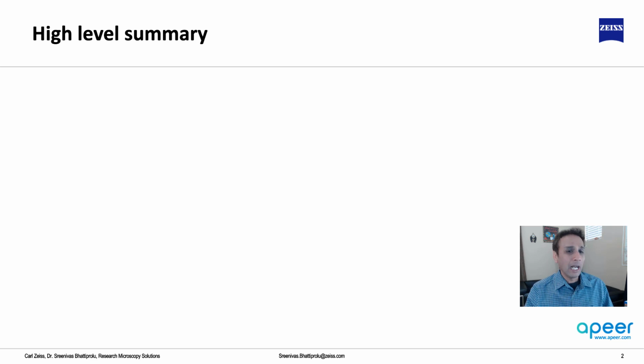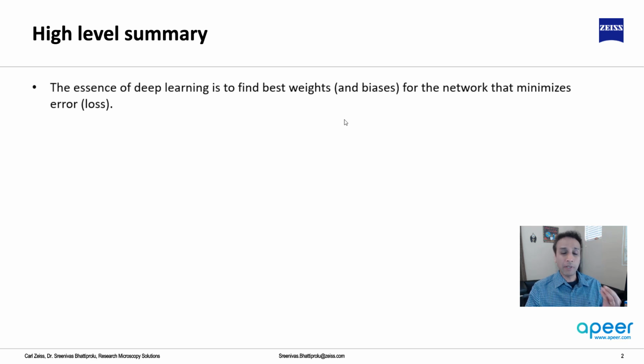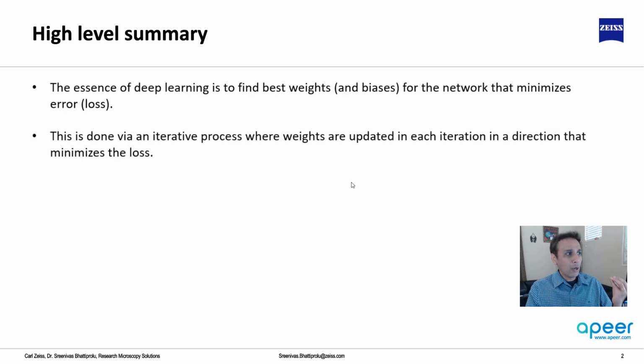First of all, let's get a high-level summary of what's going on with deep learning, right? I mean, the essence of deep learning is to find the best weights, right? You have a network, and what are the right weights that can map your input to the output, right? That minimizes the loss functions. So we are adjusting the weights so the loss function is minimized, and wherever that minimum is, this is our solution to the problem. Okay, now how do we do that?